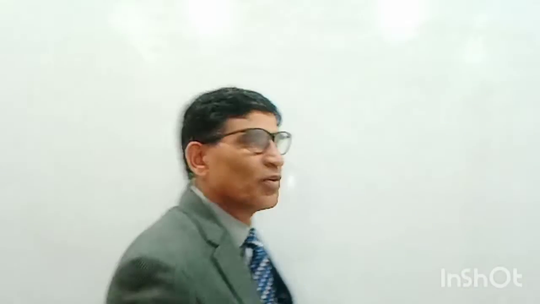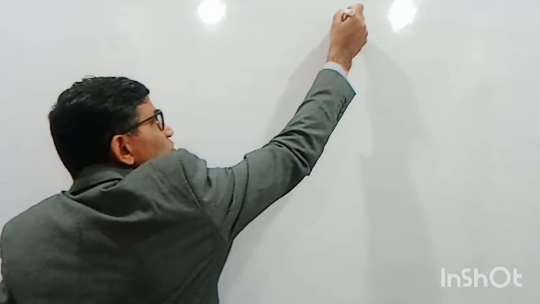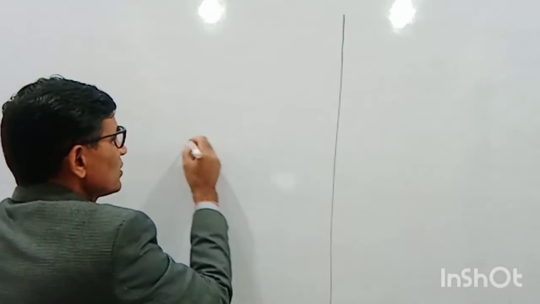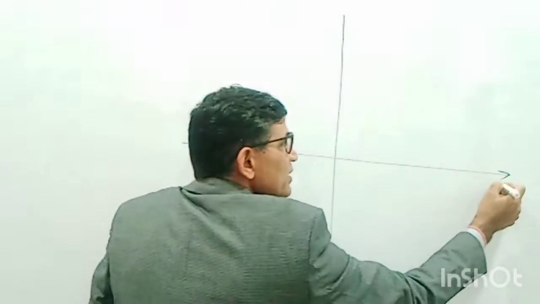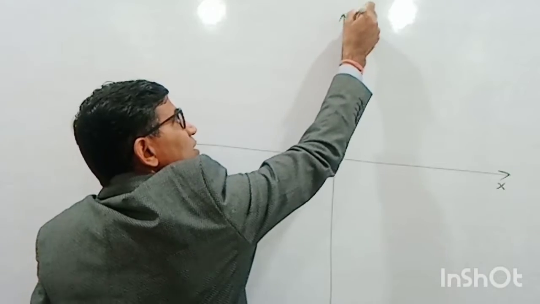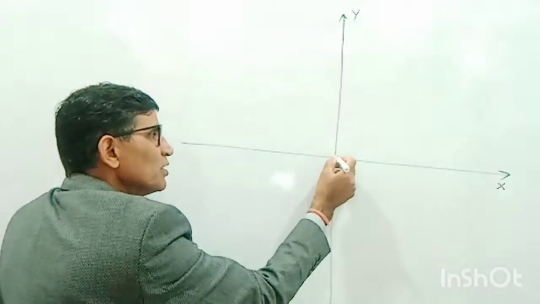To understand things in a better way, we have to divide the space into coordinate systems. The space can be divided into three coordinates: x-axis, y-axis and z-axis. I draw it on the board. Suppose this is the two-dimensional plane, and this I take as the x-axis, this is the y-axis, and this is the origin.